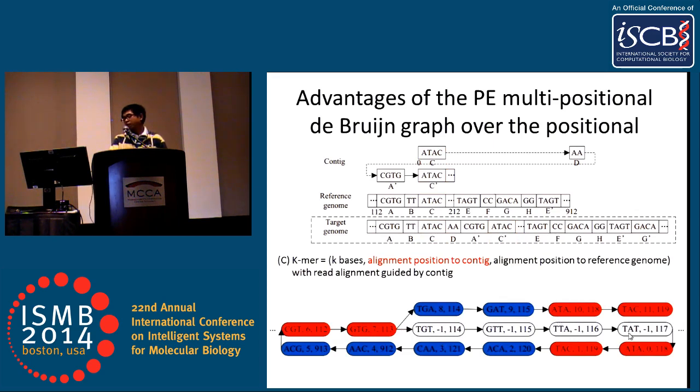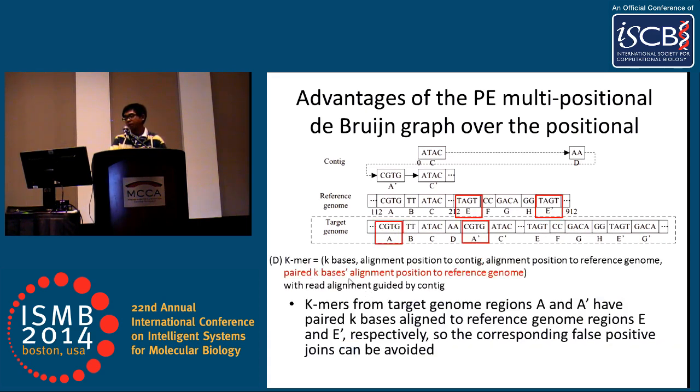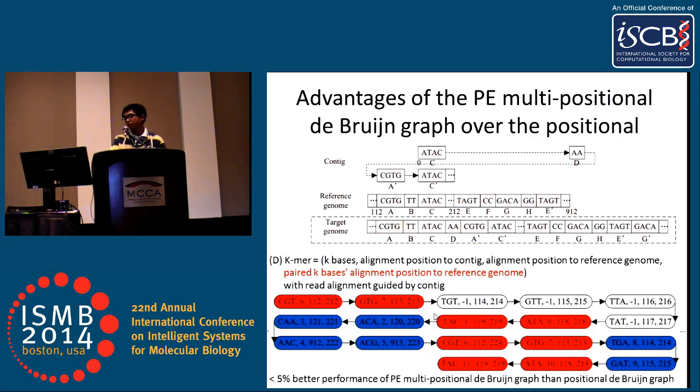The branch on the left in the previous de Bruijn graph is resolved. So there is only 1 branch left, and we further incorporate paired k-basis alignment position to the reference genome. So k-mers from target genome region A will have a paired k-basis alignment position to reference genome region E, and the k-mers from A prime will have a paired k-basis alignment position to reference genome E prime. So they can be distinguished also, and this is the resulting de Bruijn graph. It has 1 single path, and we can generate a long contig as the extension of the initial contig.